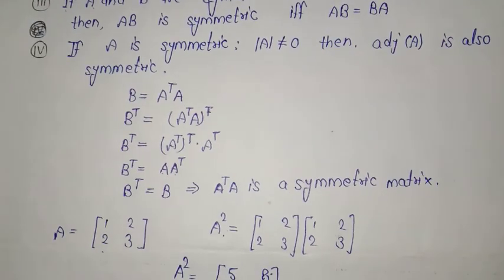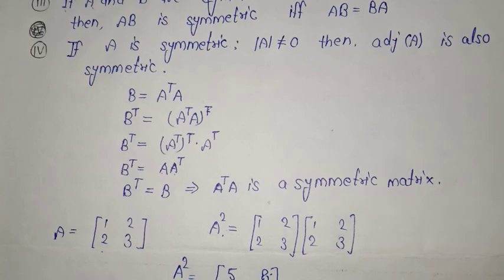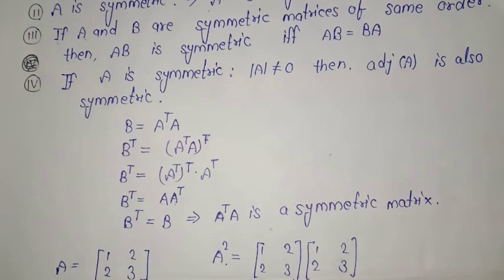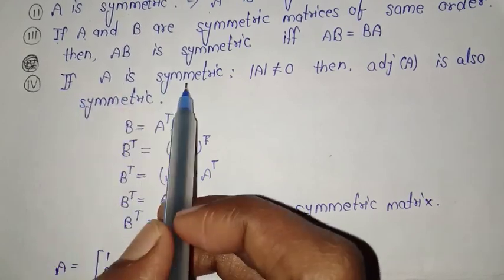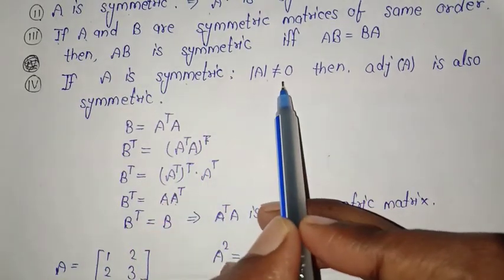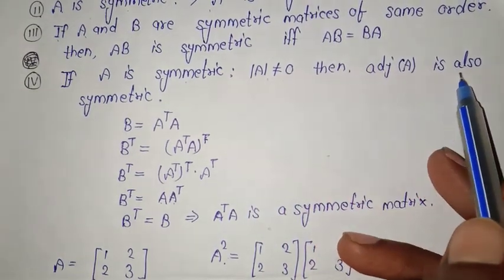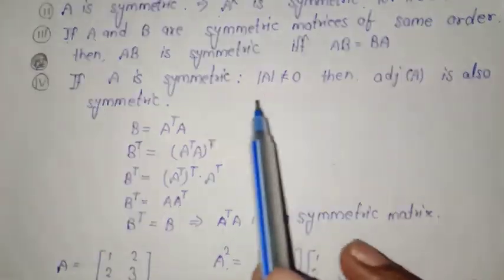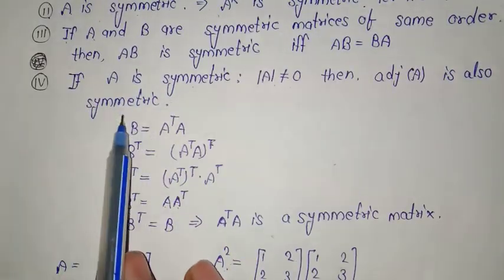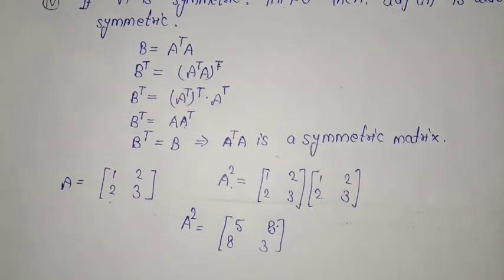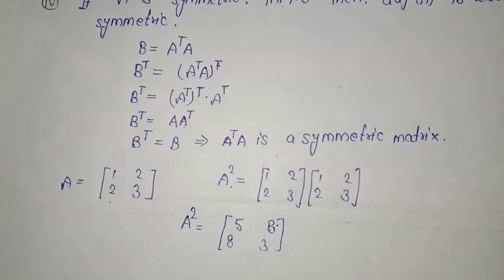Now the last one: if A is symmetric and determinant of A is not equal to 0, then adjoint of A is also symmetric. The proof of this property is your homework. You can try it by yourself. You just take a symmetric matrix whose determinant is not equal to 0, that is an invertible matrix, and then find its adjoint by taking the cofactors matrix, and then you will get that the matrix that you find is also a symmetric matrix. So let's discuss the properties of skew symmetric matrices.